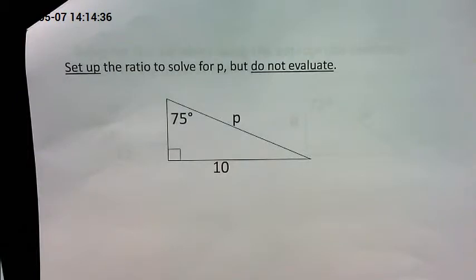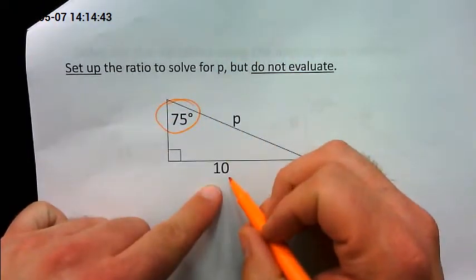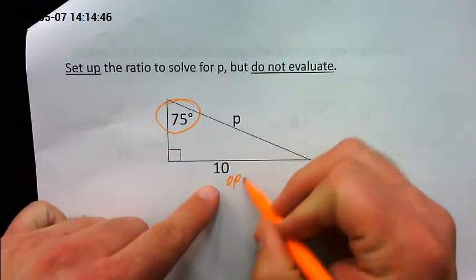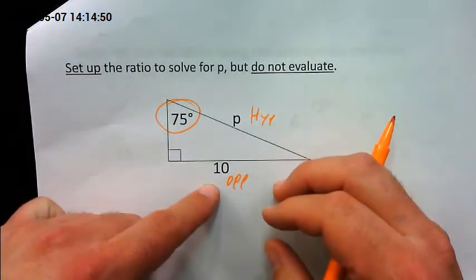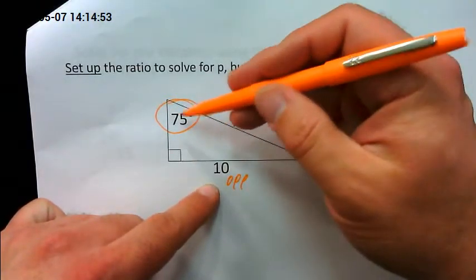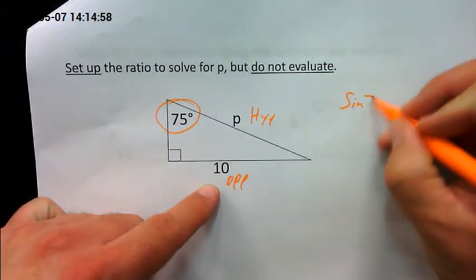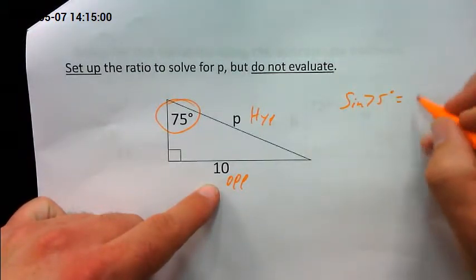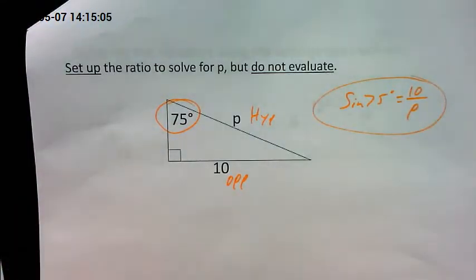All right. So on this one, what two parts do you have? This is, again, compared to 75. This is opposite. This is hypotenuse. So this is sine, right? Sine of 75 degrees equals 10 over p. Again, you could have to type something like that into an equation editor. All right?